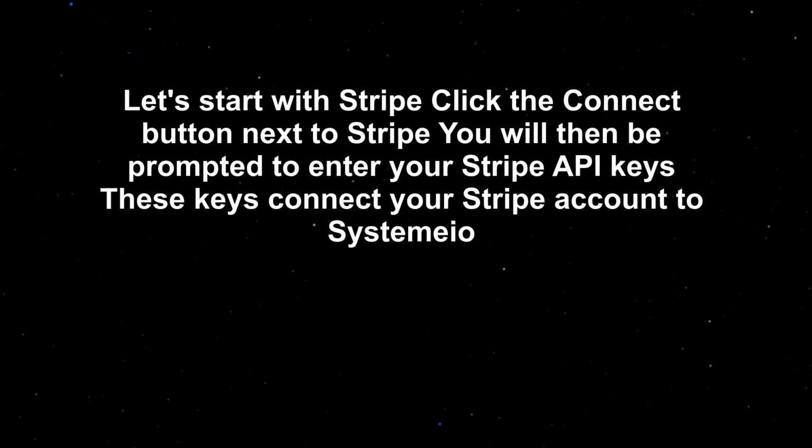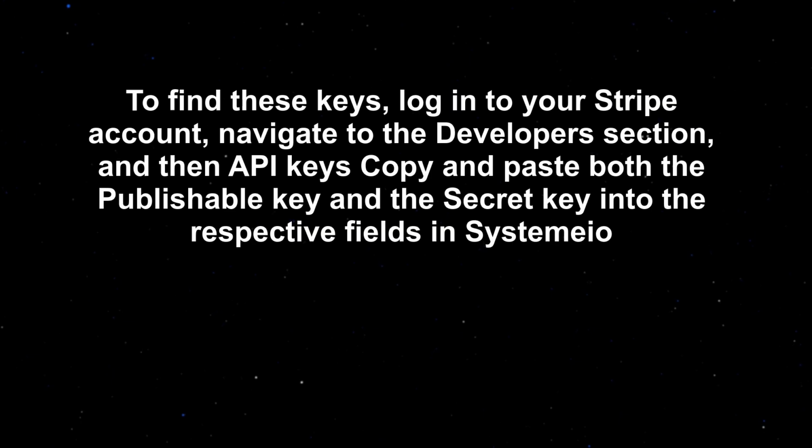Let's start with Stripe. Click the Connect button next to Stripe. You will then be prompted to enter your Stripe API keys. These keys connect your Stripe account to KevinHowTo. To find these keys, log into your Stripe account, navigate to the Developer section, and then API keys. Copy and paste both the publishable key and the secret key into the respective fields in KevinHowTo.